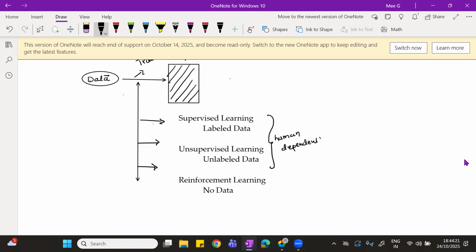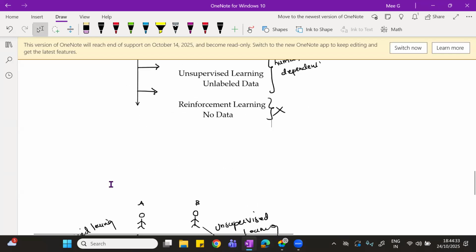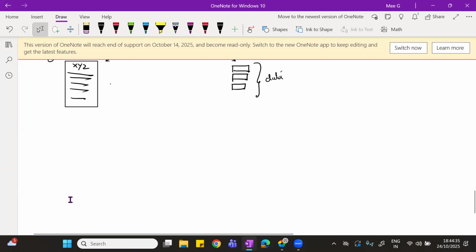This is something where you will have no need of the data, when there's no need of the human. The only thing is that you have to build the model. That's it. Finish. It will start learning on its own.